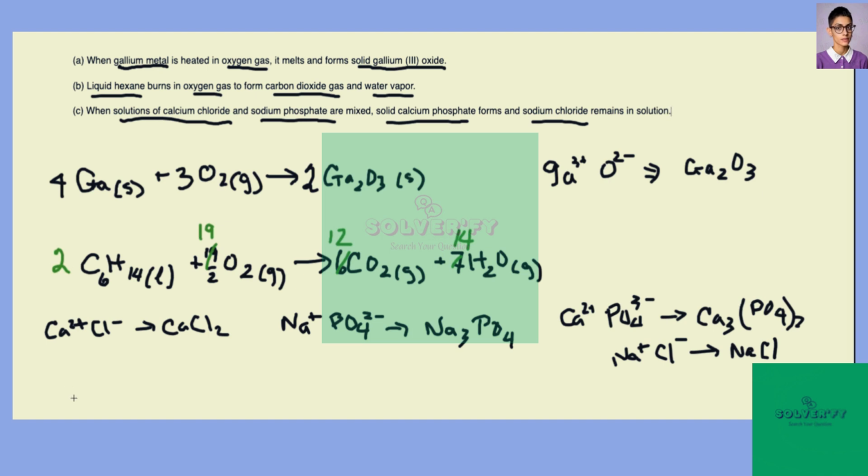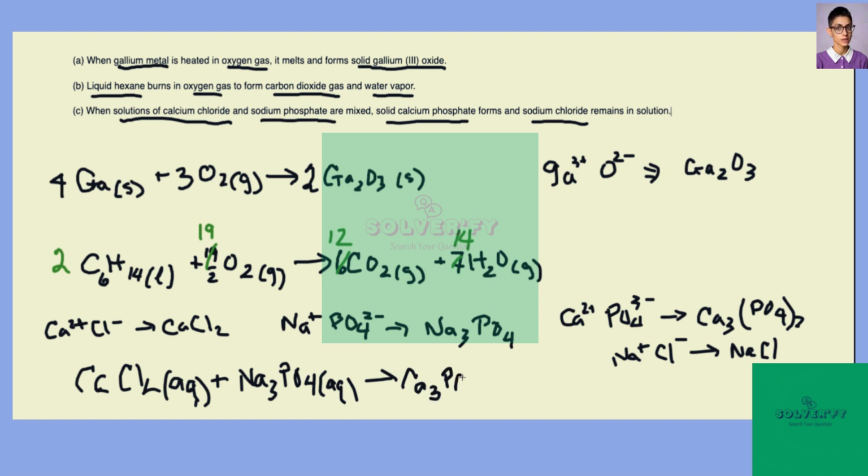So to write the balanced equation, I have CaCl2, which is in solution, so we write aq, plus Na3PO4, also aqueous solution, or aq, makes solid calcium phosphate, so Ca3(PO4)2, which is a solid, so in parentheses s, plus aqueous NaCl.